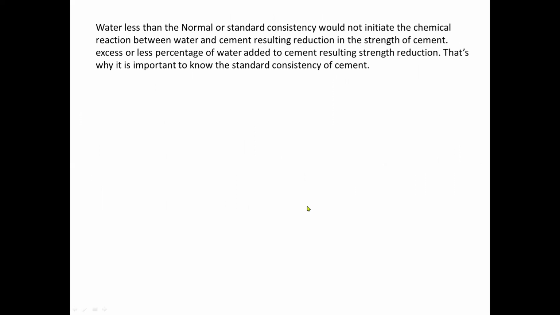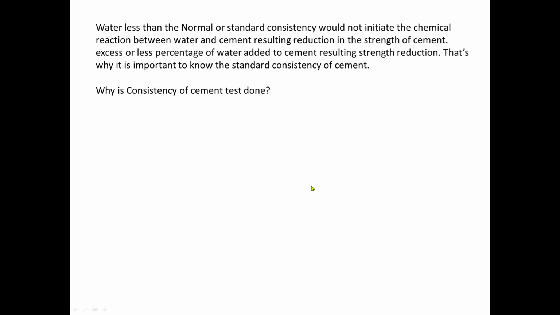Water less than the normal or standard consistency would not initiate the chemical reaction between water and cement, resulting in reduction in the strength of cement. Excess or less percentage of water added to cement results in strength reduction. That's why it is important to know the standard consistency of cement or the normal consistency of cement.